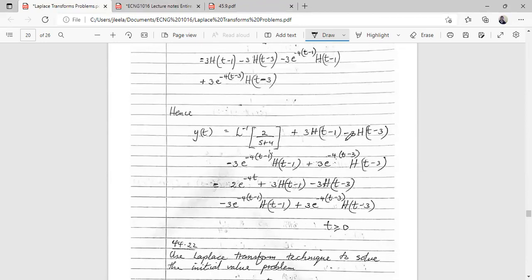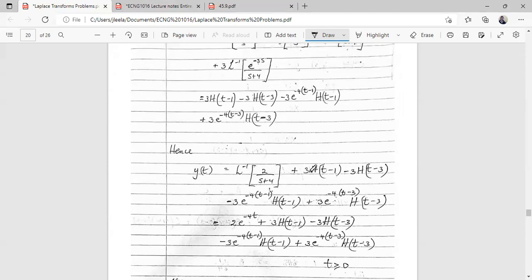So when you combine all the parts together, the first part, you need to find the Laplace inverse of 2 over s plus 4. And then you got this part here from what we did here: plus 3 the Heaviside at t minus 1, minus 3 the Heaviside at t minus 3, minus 3 e to the minus 4 into t minus 1 times h(t minus 1), plus 3 e to the minus 4 into t minus 3 times h(t minus 3).